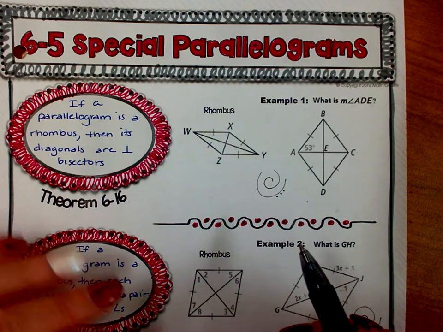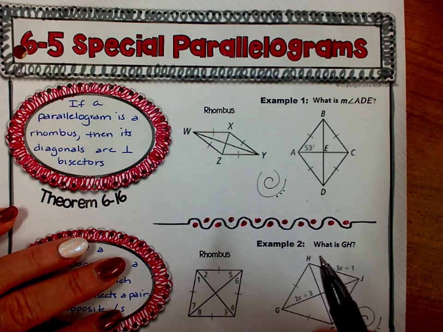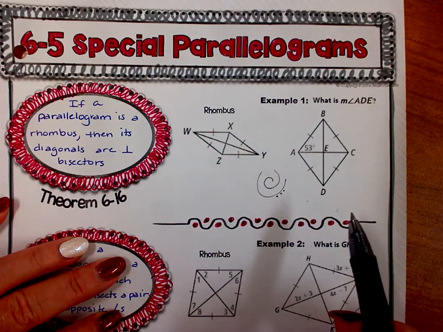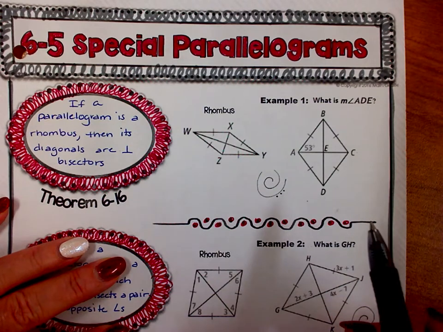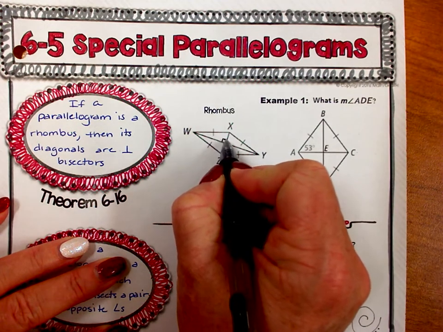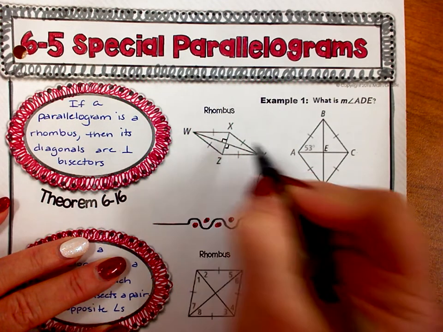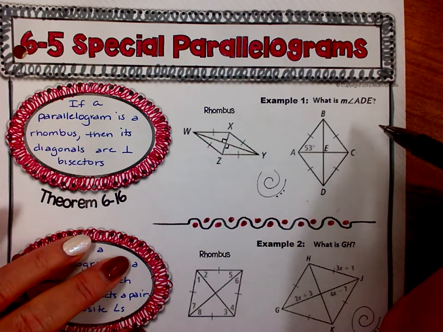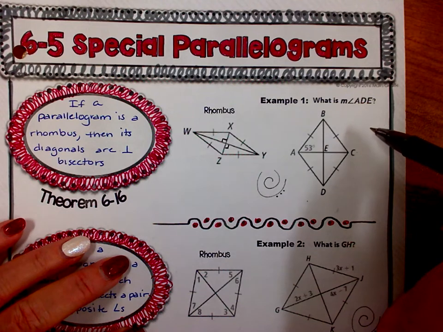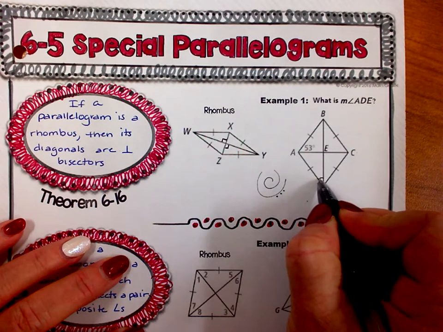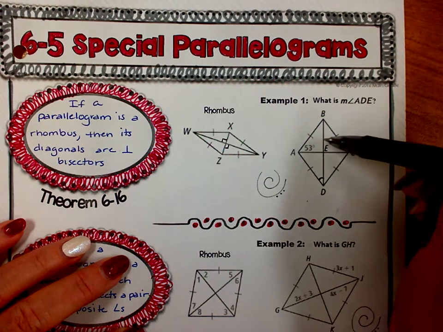Okay, Theorem 6.16. If a parallelogram is a rhombus, then we know by definition all of the sides are going to be congruent. But according to 6.16, we also know that its diagonals are perpendicular bisectors, which means that they form four right triangles. So when we're looking at example 1, and we want to know what the measure of angle ADE is, that's going to be this angle right here. So we want to know what this is. We have four right angles.